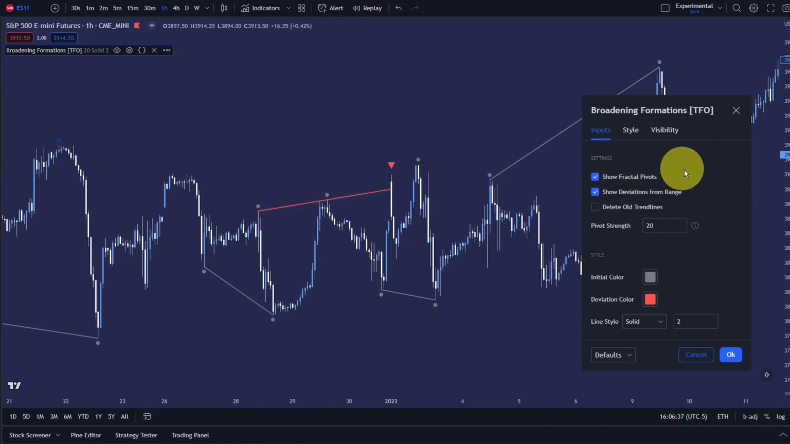And a fractal in this sense is basically looking for a high that is higher than 20 bars to the left of it and 20 bars to the right of it. And in order to validate a low, we are looking for a low that is lower than the 20 bars to the left of it and 20 bars to the right of it.